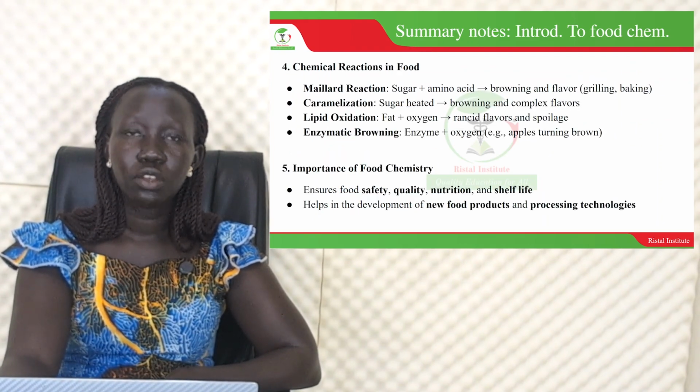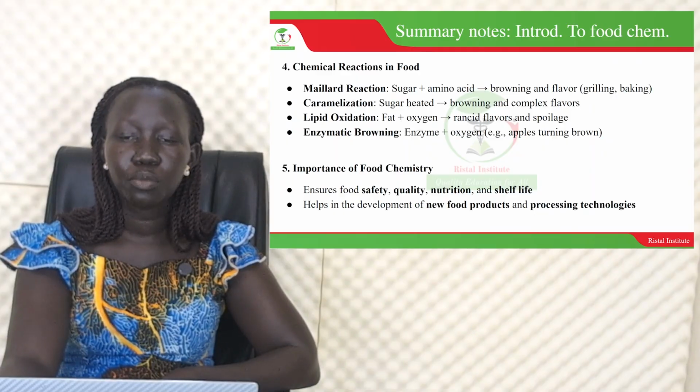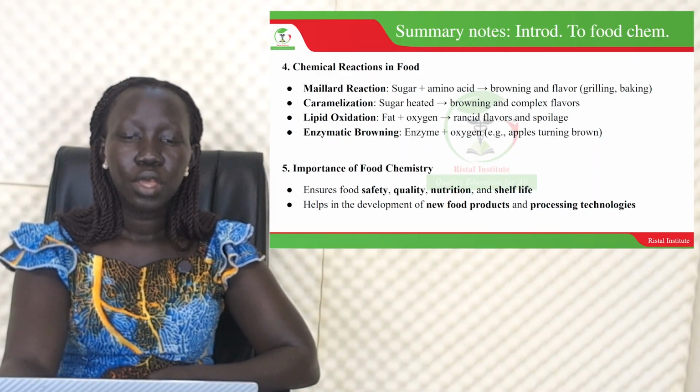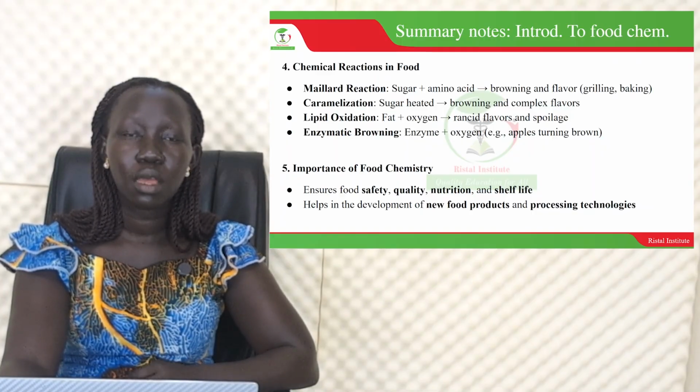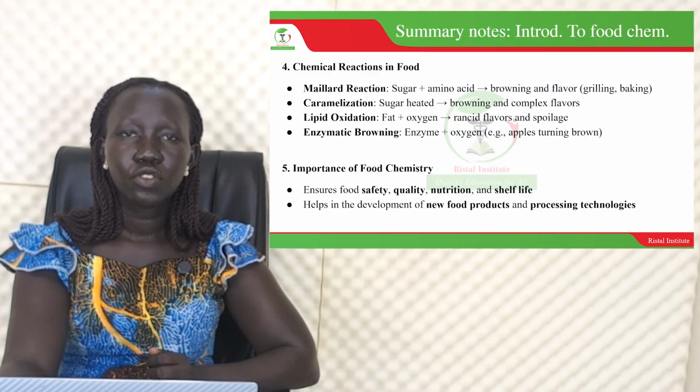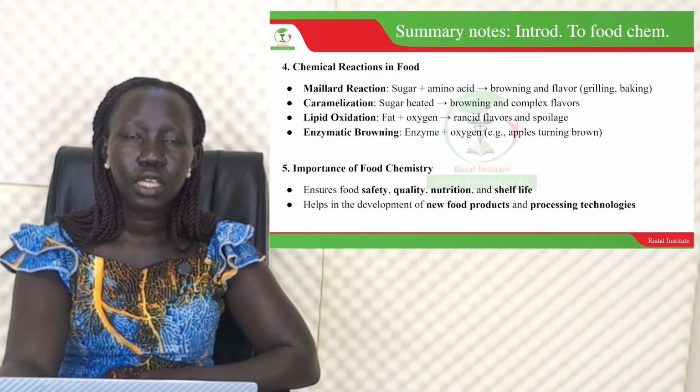Chemical reactions in food that are very important in food processing. One, we have the Maillard reaction that involves the reaction between sugars and amino acids, leading to browning and improving the flavor of the food. It is mainly applied in grilling and baking.